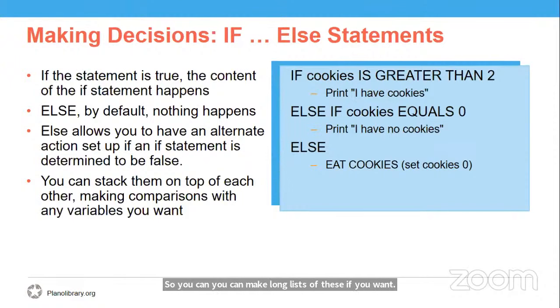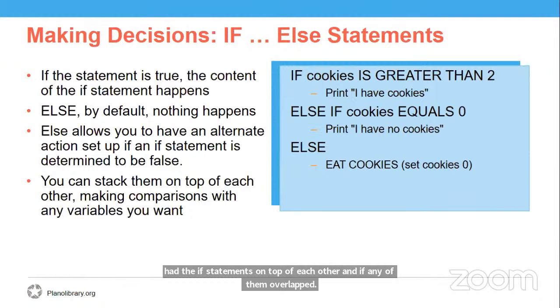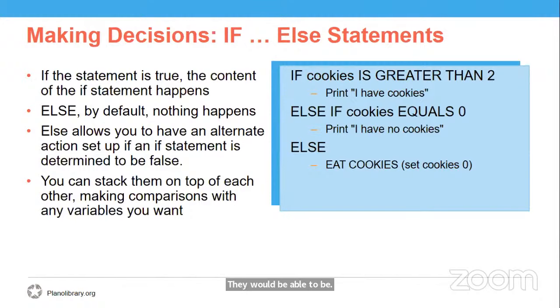That said, with a chained if-else, it will only execute one instruction. Before, we just had the if statements on top of each other, and if any of them overlapped, both things would be able to go. But if it's an if-else statement, especially an if-else stacked statement, it will find the first one that is correct, and then it will move on. It will skip the rest.